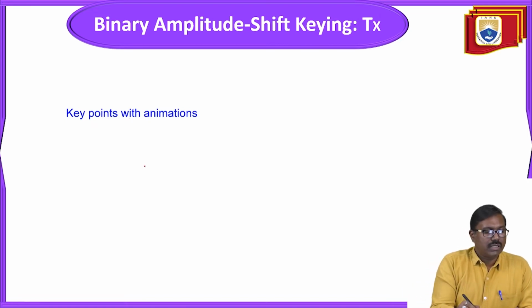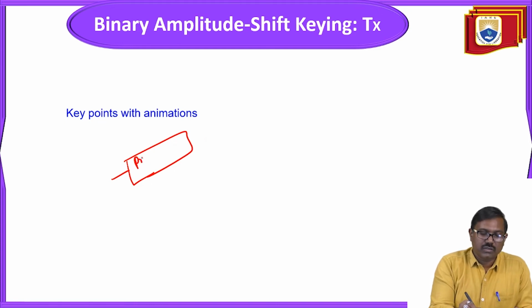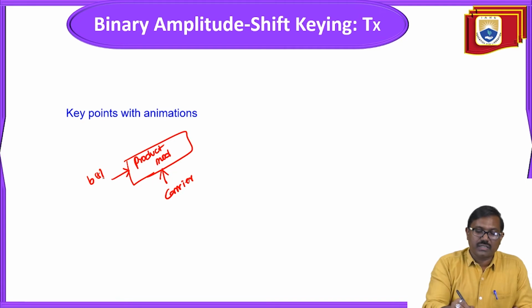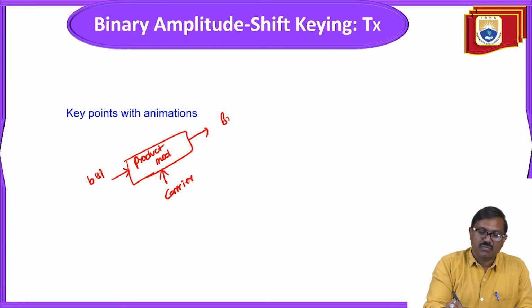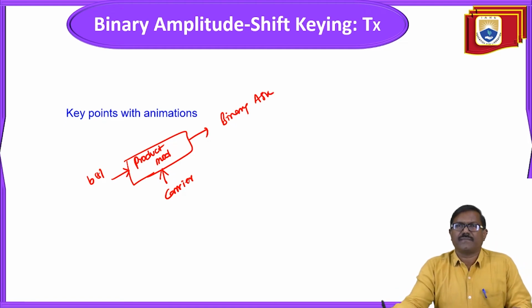So here I'm taking that transmitter. So how is this transmitter formed? This is a product modulator, and this is my carrier. So this is the binary signal, and this is my binary ASK.